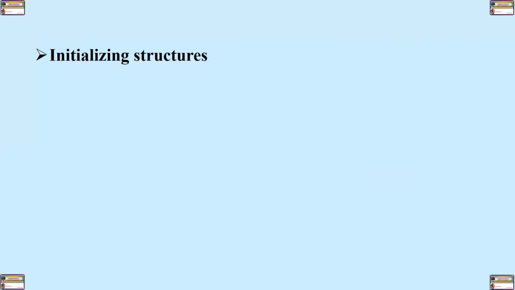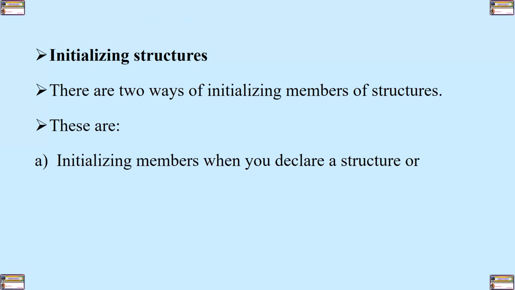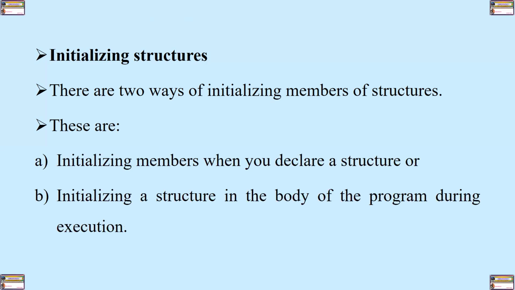How do you initialize structures? How do you assign values to members? How do you store data in our structure? That's what we call initializing the structures. Remember, you cannot use an empty structure, but you can store data in that structure. There are 2 ways of initializing members of structures. The first is initializing members when you declare a structure. And secondly, initializing a structure in the body of the program during execution.